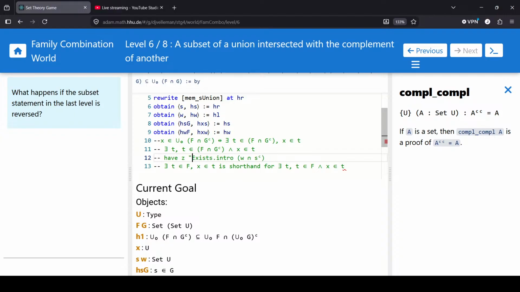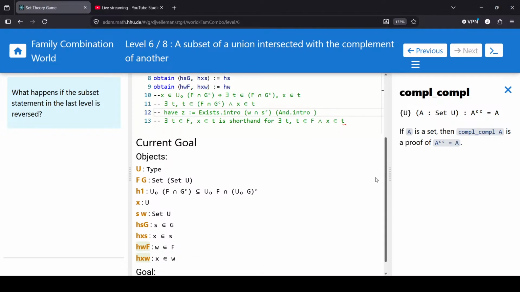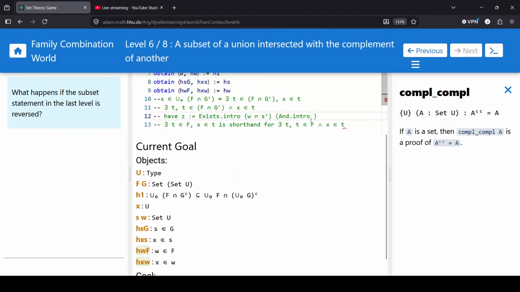Even if I were to do something like this, then I would need to prove this stuff for that. So this would be an and.intro. Then I need to give it the left side and the right side. And the right side, can I even do that? I'm trying to think about what the right side would even look like.